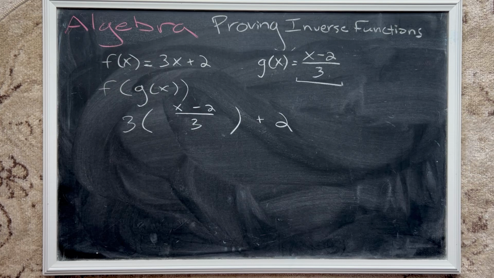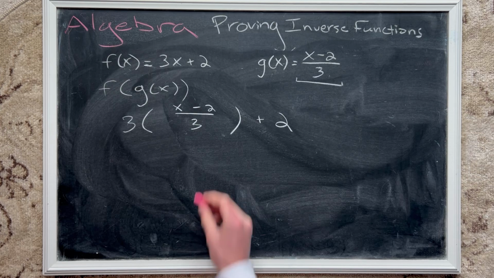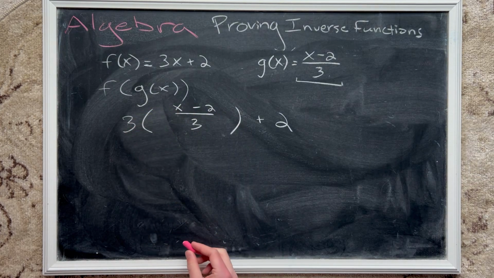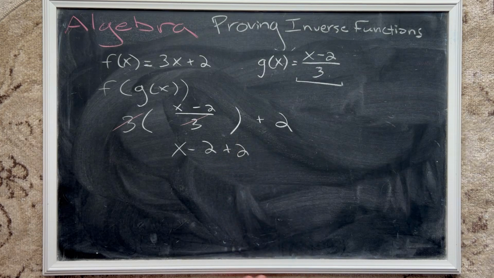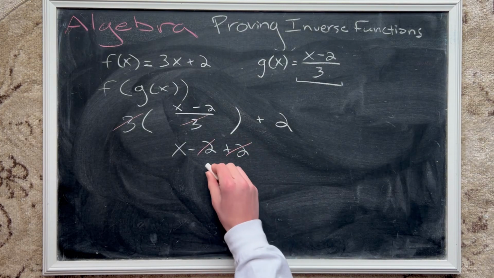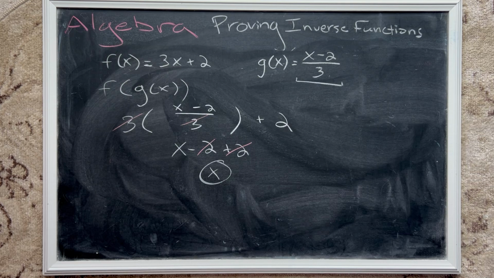And we can already see this is starting to cancel. So we're dividing by 3 here, and then we're also multiplying by 3, so we can just cancel those out. Those are inverse operations, leaving us with x minus 2 plus 2. These cancel out as well, leaving us with just x. So that's one way. Now we also need to do it the other way.